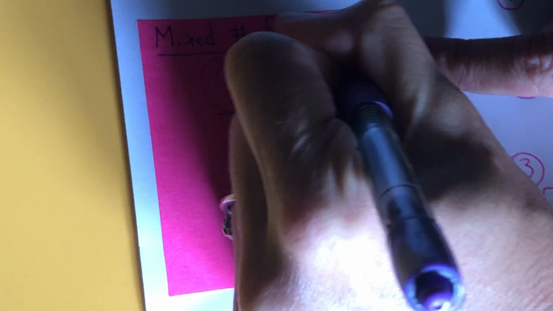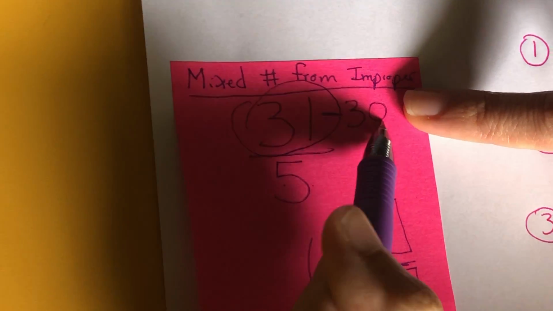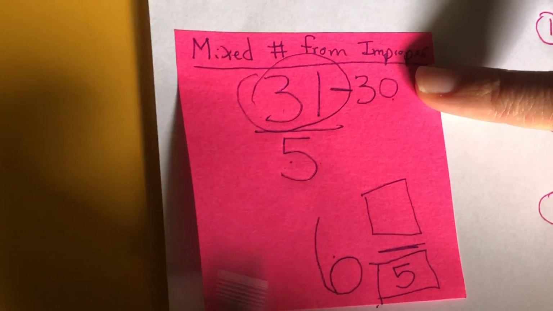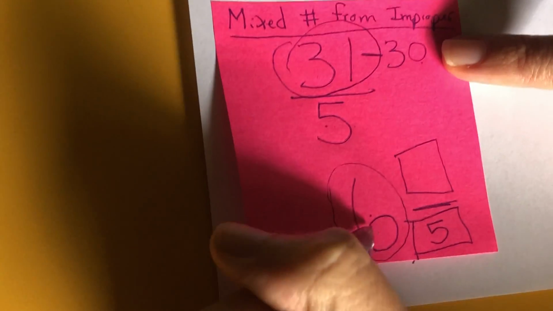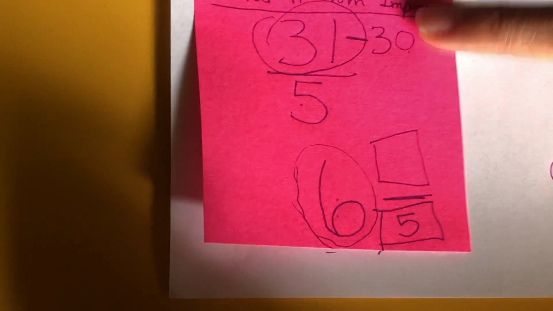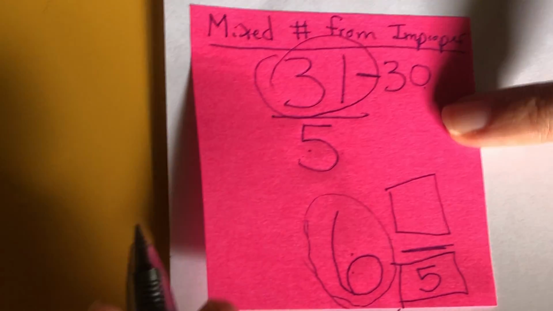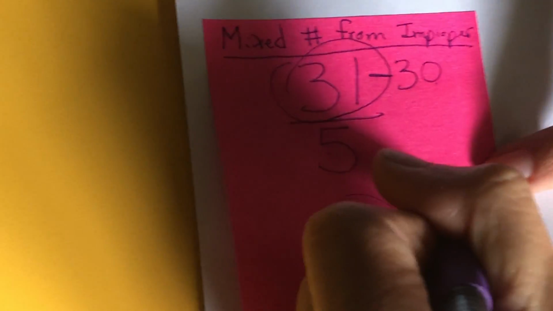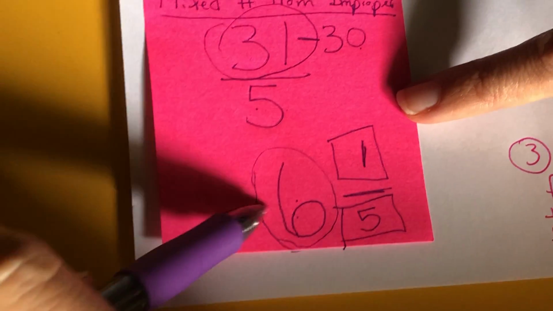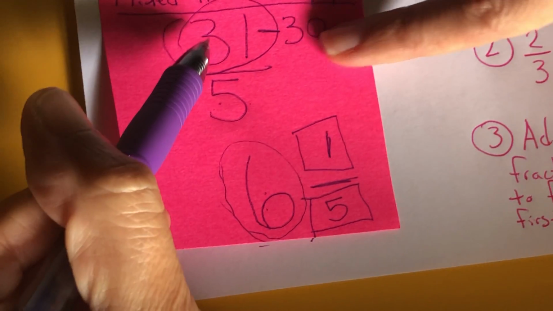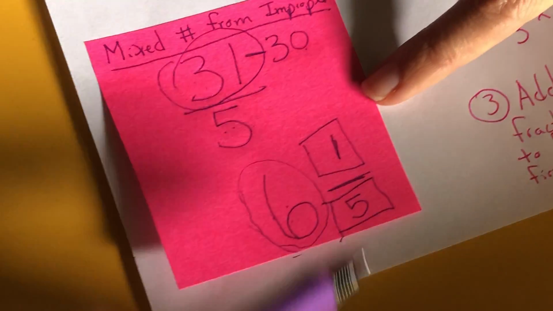Another way we did that is by subtracting 30, because 5 times 6 is what got us 30. So we know when we pulled out our whole number of 6, that was really pulling out 5 times 6, which is 30. So that's the same as saying 31 minus 30 leaves us with how much? Well, it leaves us with 1. So the answer for finding a mixed number for the improper fraction 31 over 5 is 6 1/5.